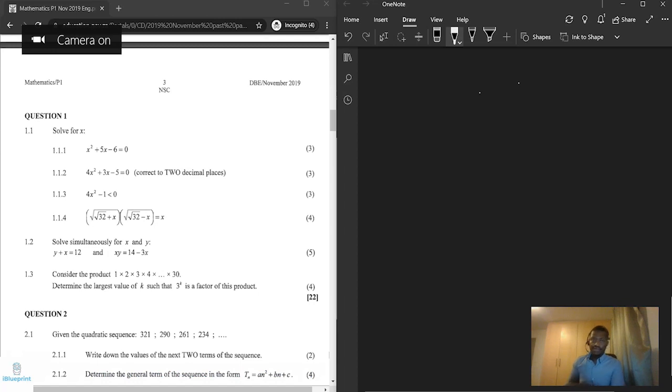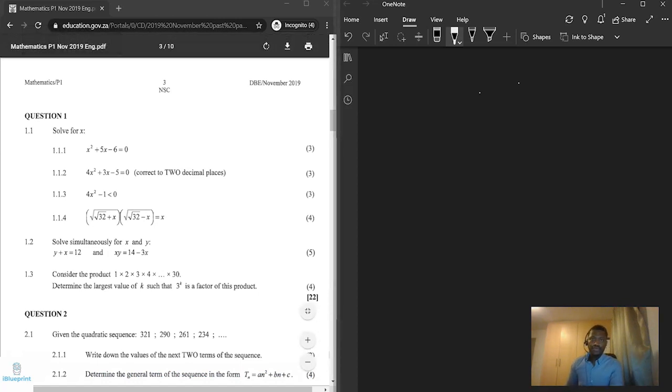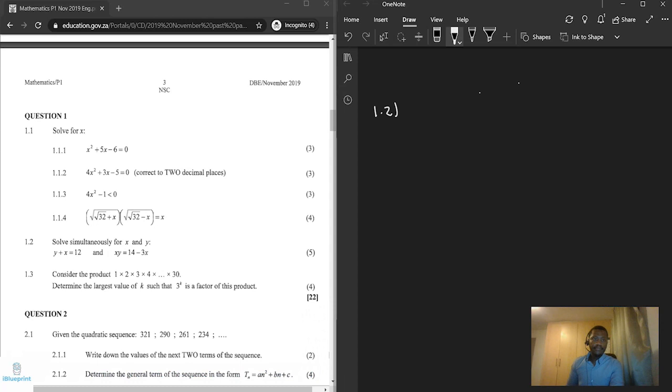Okay, so now we're going to move over to 1.2. This is a simultaneous equation where you're solving for x and y. What you have to do is think about these two equations as equation 1 and equation 2. What you want to do here is substitute one equation into the other. You always just choose the simplest one to write, the one that you're going to substitute using.